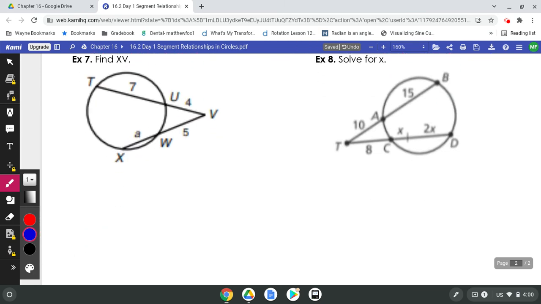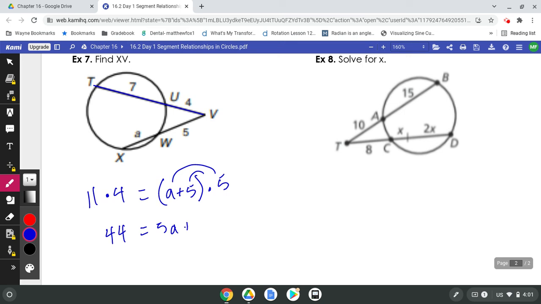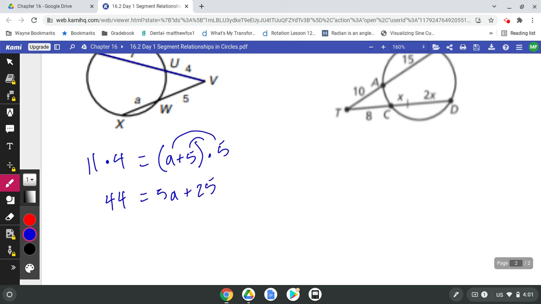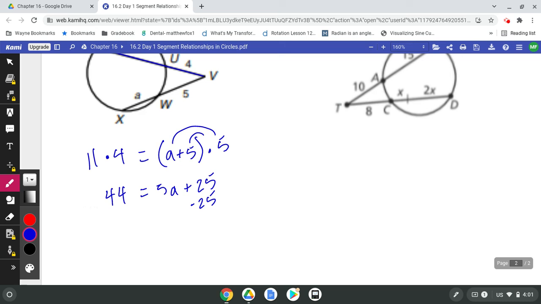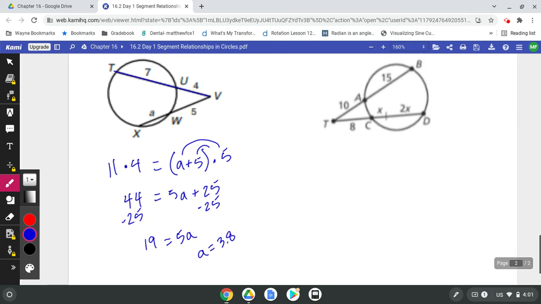All right, 2 more problems. This next one, the top secant has everything, so we'll do the whole thing. 11, 7 plus 4 is 11, times the exterior part, which is 4, equals, now the whole thing on the bottom, a plus 5, times the exterior, which is 5. Distribute that in. So 11 times 4 is 44, equals 5 times a, 5a, plus 5 times 5 is 25. Subtract the 25. We'll get 19 equals 5a. Divide by 5, and we'll get a equals 3.8.